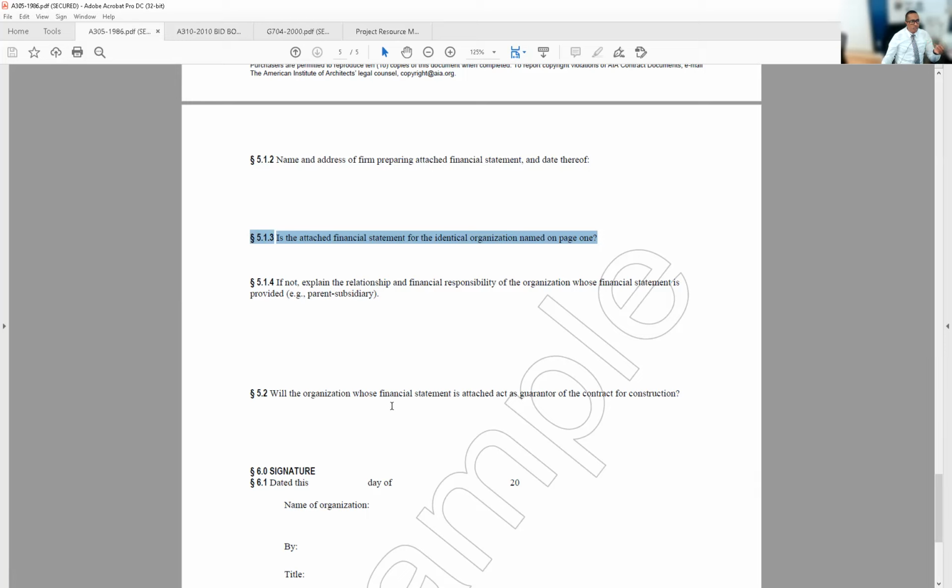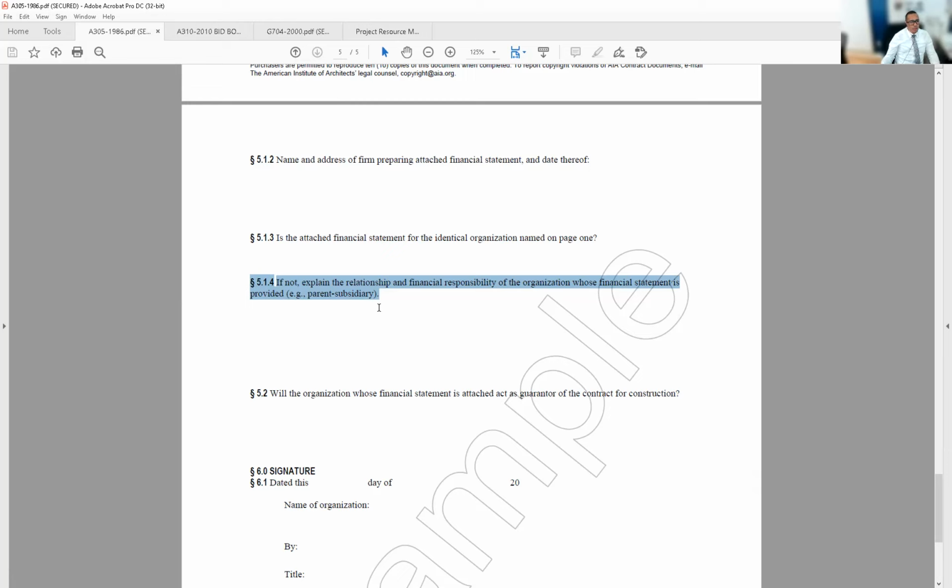5.1.4, if not, explain the relationship and financial responsibility of the organization whose financial statement is provided. Because they may provide it from somebody else, but they may be a sub, or a sister company. There's such a thing as a sister company. Like if Flow Design was to open Flow Construction, they're sister companies, two separate legal entities, but they may help each other out with some statements and information to get this project as a design-builder.